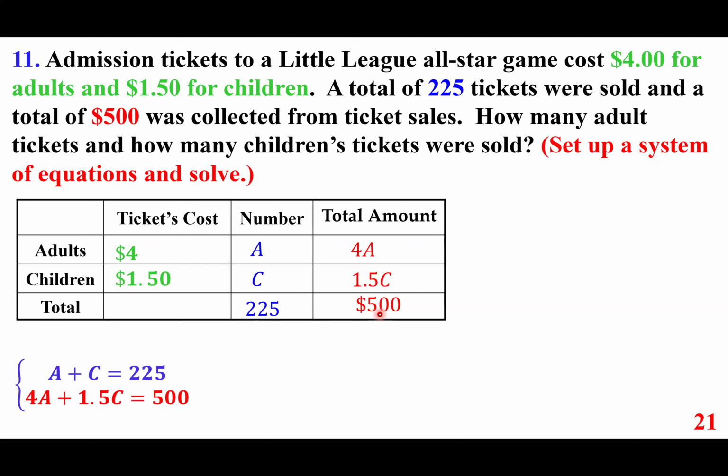And that's it. Now we are in business. We are ready to finish the job. And to do so, you use a method of your choice. For example, if I want to get rid of the A, I can multiply this one by the same number but opposite, -4. If I want to get rid of the C, I multiply the whole equation by -1.5. So let's multiply it by -4. So -4A minus 4C and -4 times 225 is -900. And I just write the second equation intact, no change.